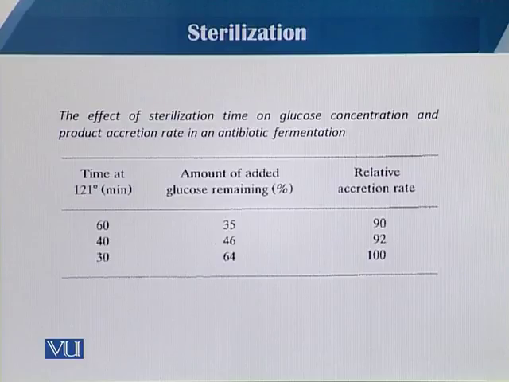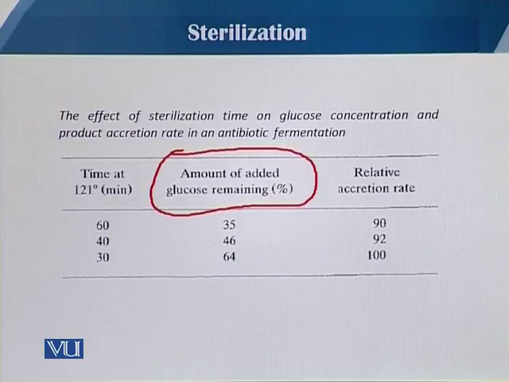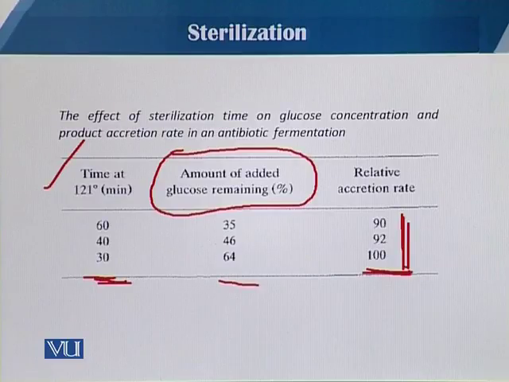Look at the amount of glucose remaining after sterilization by steam sterilizer at 121 degrees Celsius, the simple autoclave process. The treatment times are 60 minutes, 40 minutes, and 30 minutes, and you can see the residual glucose is lower when there is a prolonged 60-minute treatment. If the treatment time is 30 minutes, then the remaining glucose amount is 64%, and we have 100% relative product.